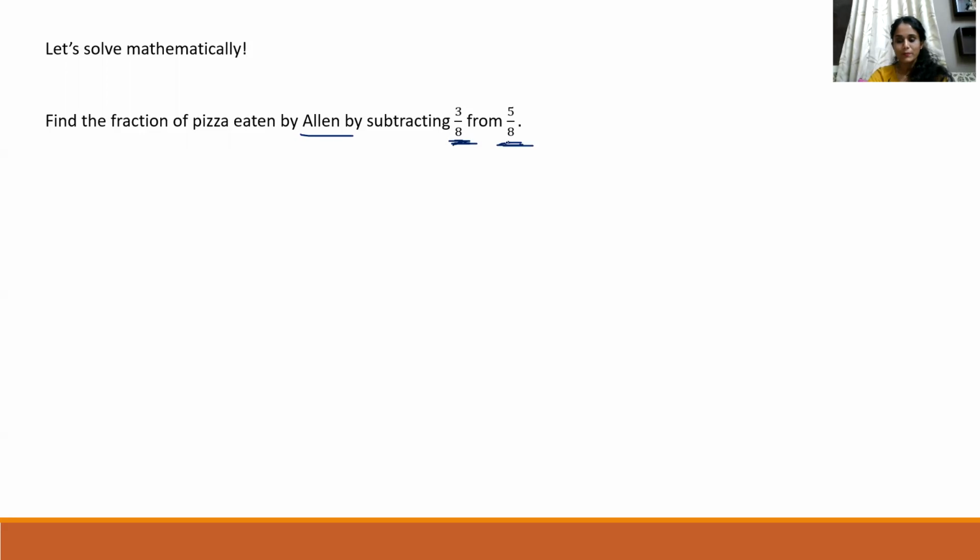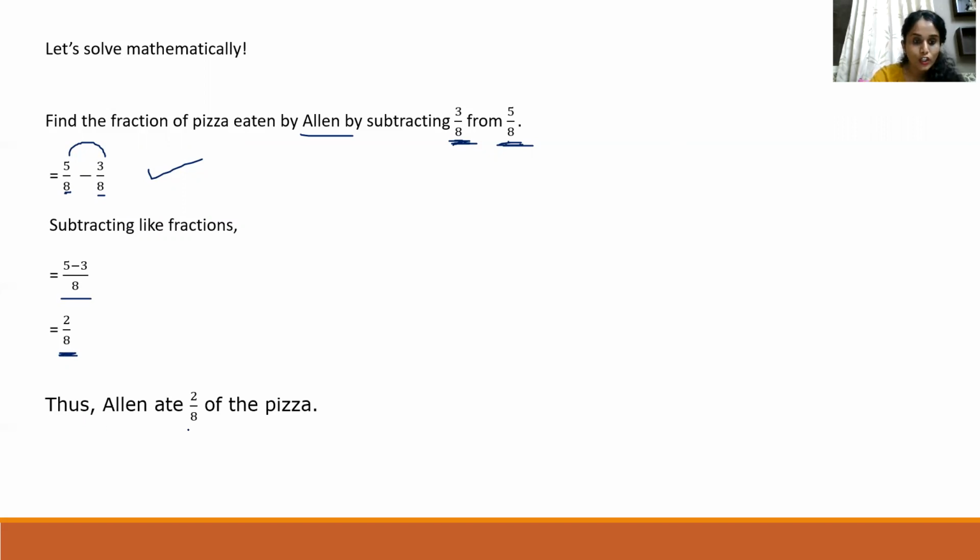Okay, so how do we write the subtraction? Here, 5/8 minus 3/8. As these are like fractions, meaning they have the same denominator, the subtraction will be easy. We will just subtract the numerators and keep the denominator the same, like here. 5 minus 3 by 8, and 5 minus 3 gives us 2. So we can write 2/8 as our answer. So we can say that Alan ate 2/8 of the pizza.